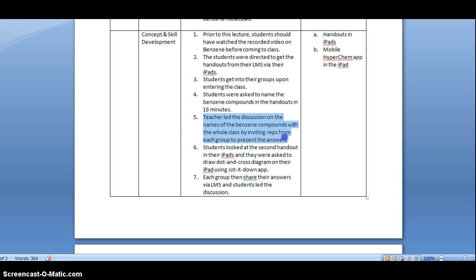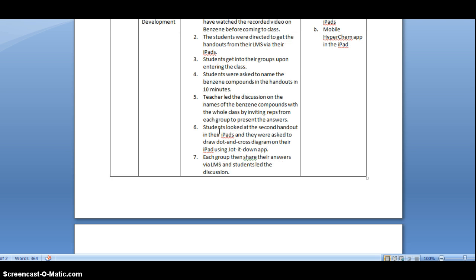At this point, you see that it's very clear, and whoever observes your classroom knows exactly what is happening. Number six, students looked at the second handout in the iPads and were asked to draw a dot and cross diagram on the iPad using the Jot It Down app. Jot It Down is one app which is very flexible. You can draw and you can sketch on it.